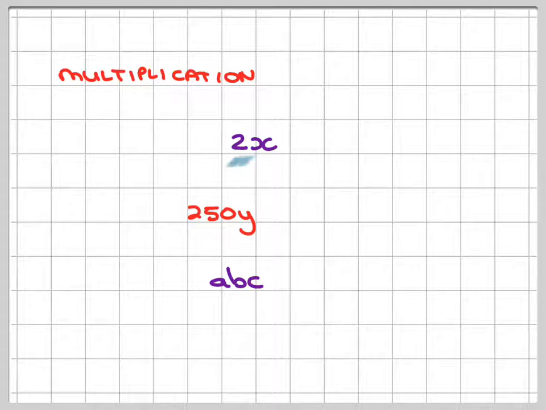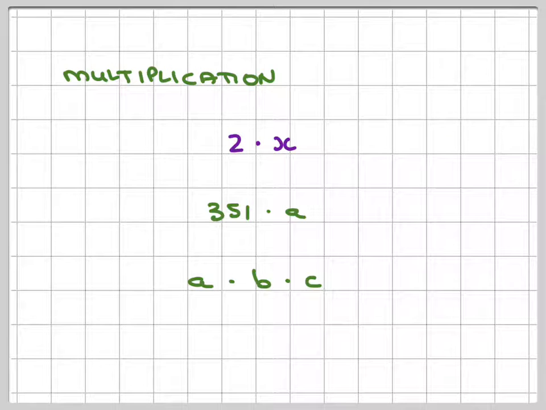So this one here is 2 times x. This is 250 times y. This is a times b times c. Okay? Right. And the third way that you will see multiplication written is with a little dot in the middle.